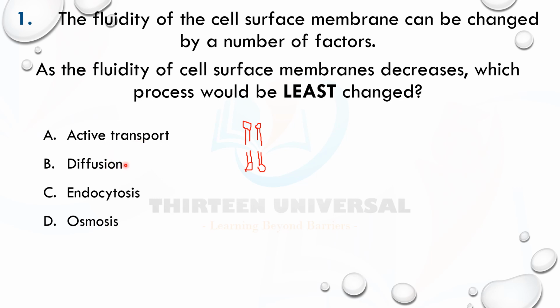Diffusion, simple diffusion, passes through the phospholipid membrane. Endocytosis also involves the phospholipid bilayer. Osmosis also involves it. The one that is least affected is active transport because it involves solely protein molecules. Fluidity deals mainly with phospholipid molecules. The one that involves mostly only protein is active transport, so that's the least affected. The answer is A.